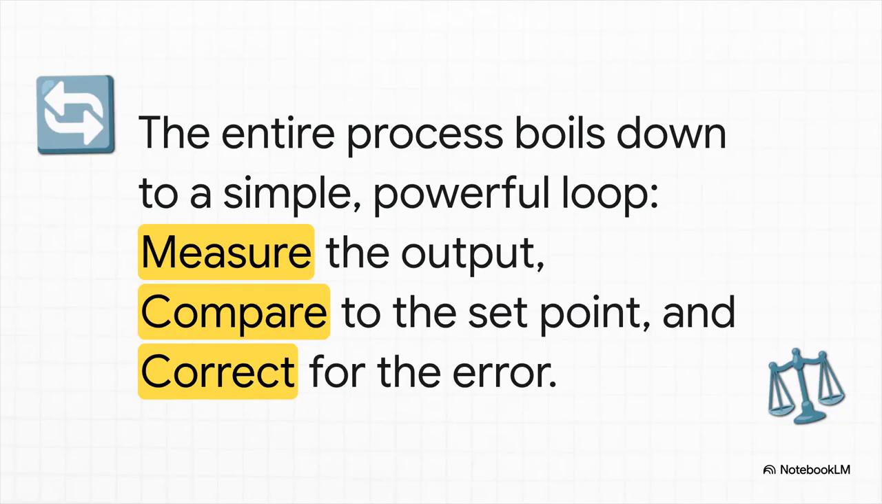The entire feedback loop, as powerful as it is, can be boiled down to this simple, continuous cycle. First, you measure the variable you care about. Then, you compare that measurement to where you want it to be to find the error. And finally, you correct for that error by adjusting your tool, the manipulated variable. That's it. Measure, compare, correct, over and over again.